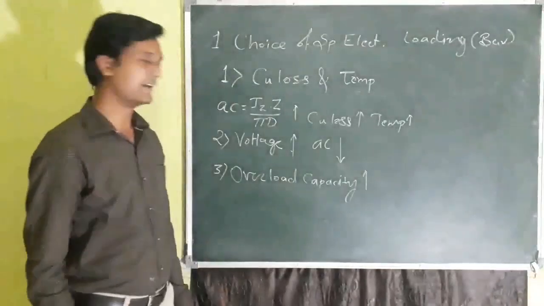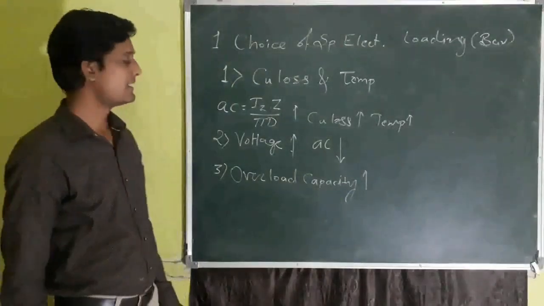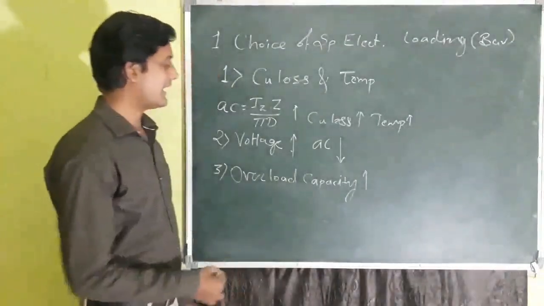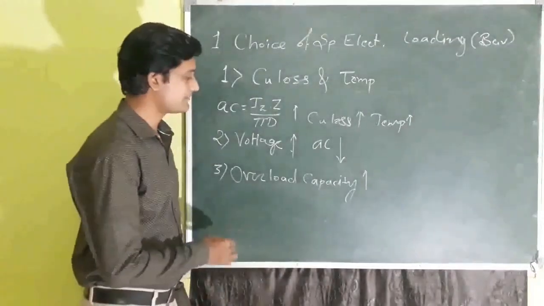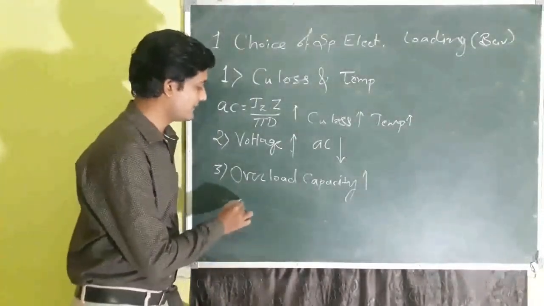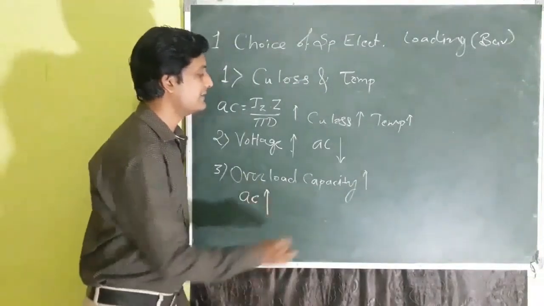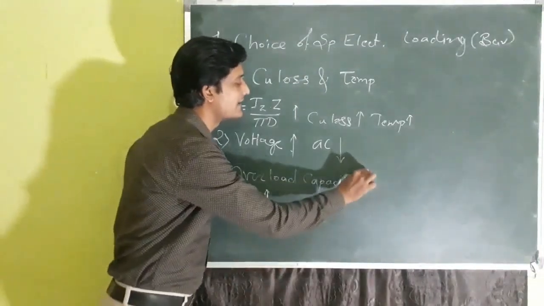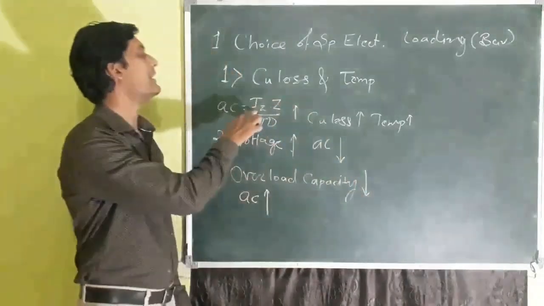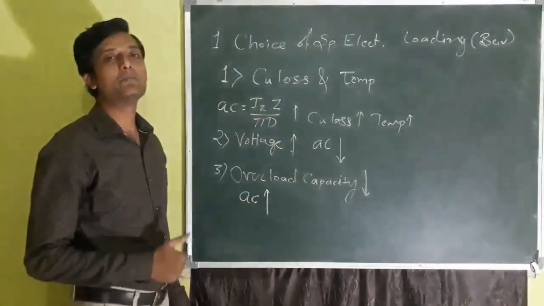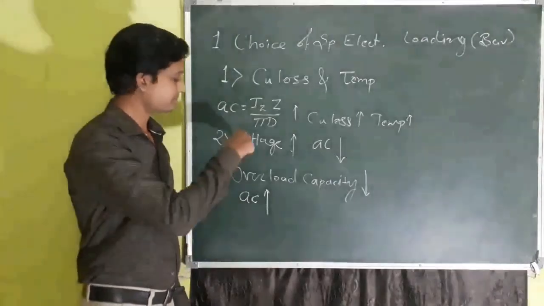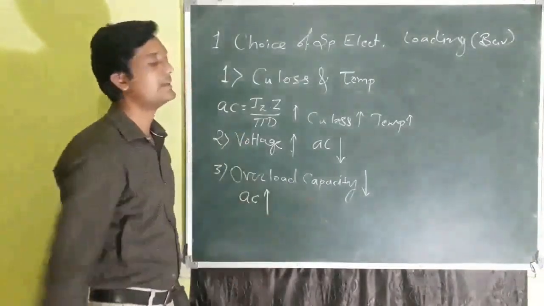And third, again, the overload capacity. In the case of electrical loading, if a higher value of AC is used, meaning specific electrical loading is increased, then the overload capacity of the induction motor is decreased, because of I squared Z. Again, the current of the motor is increased, then the overload capacity of the machine will decrease.